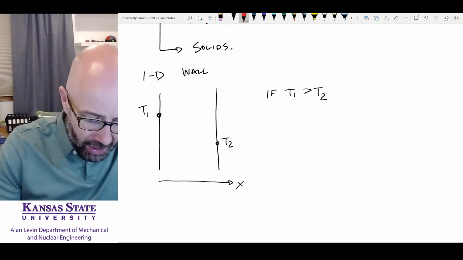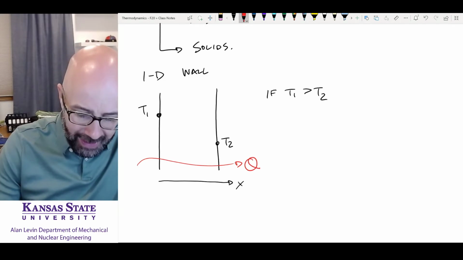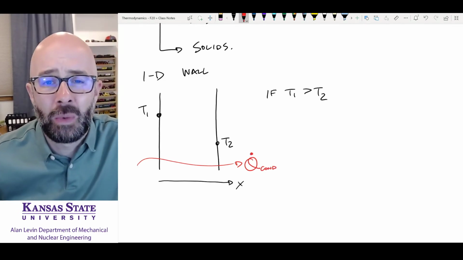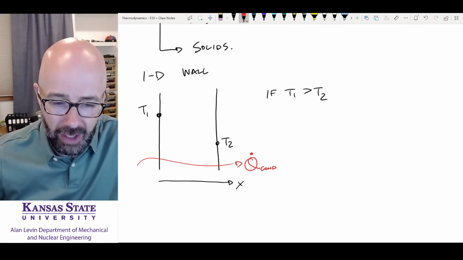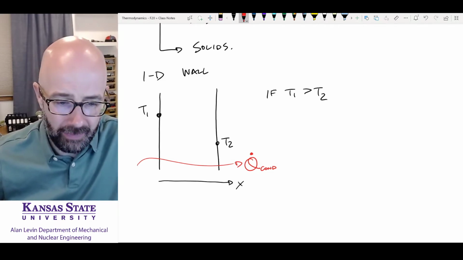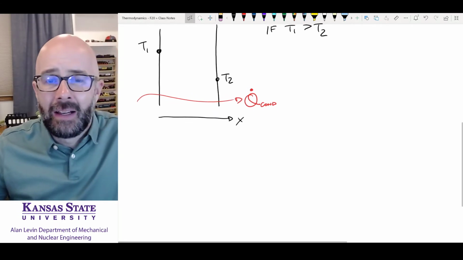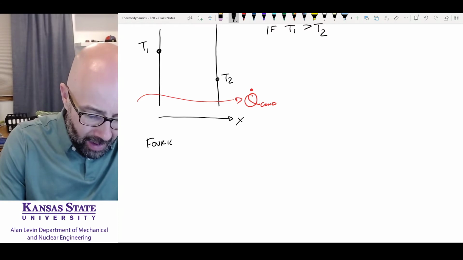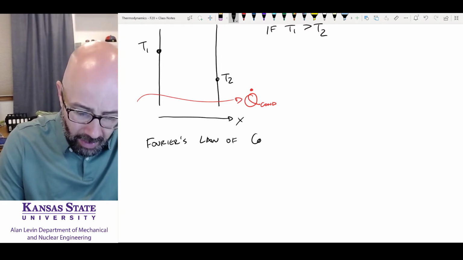We're going to have heat transfer that goes in this direction, and we're going to call that Q dot conduction. Now, why am I saying dot here? Because we want to look at the rate of heat transfer. Q dot of conduction. We know that heat's going to travel from 1 to 2 in that direction. So if we look at what our law is, it's going to be Fourier's law of conduction, which is what we're going to develop here.